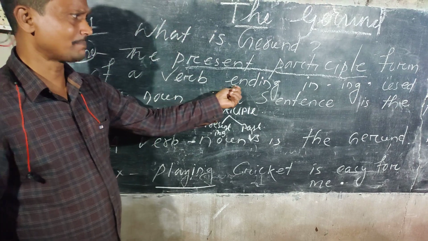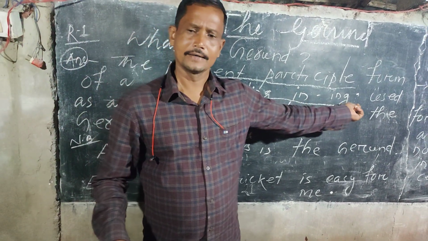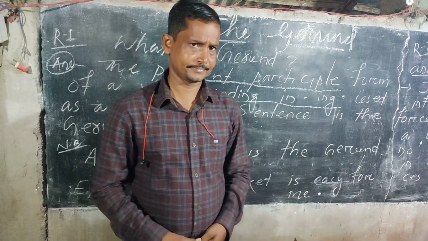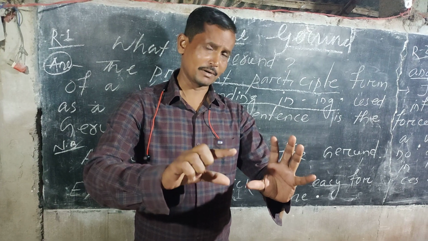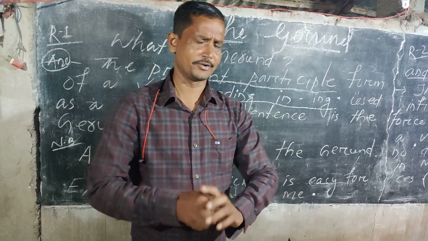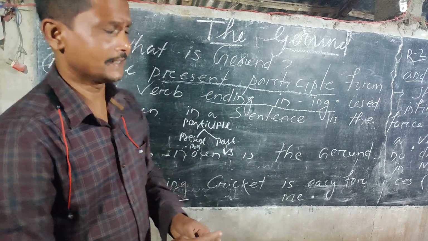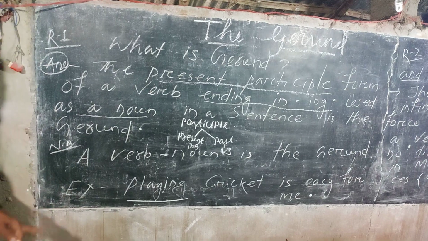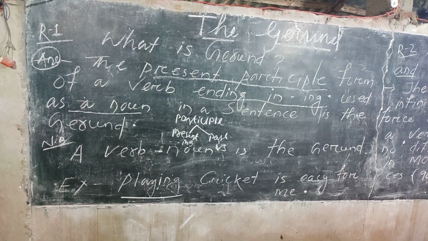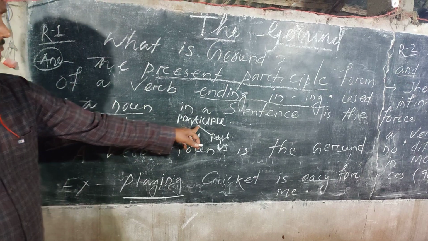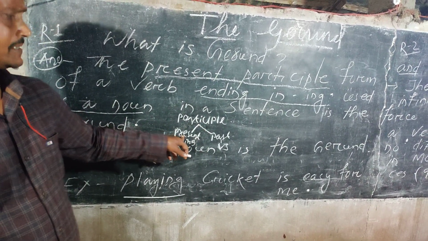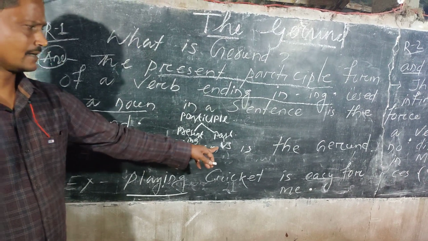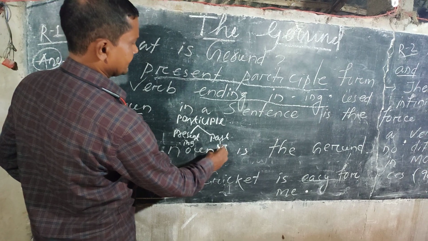And as the present participle form of a verb, it must have ending with ing form. So present participle form of a verb or ing form of a verb used as a noun in a sentence is known as gerund. And now we can see here participle two types: present participle, past participle. Present participle, that means ing form of the verb, and past participle, that is V3.